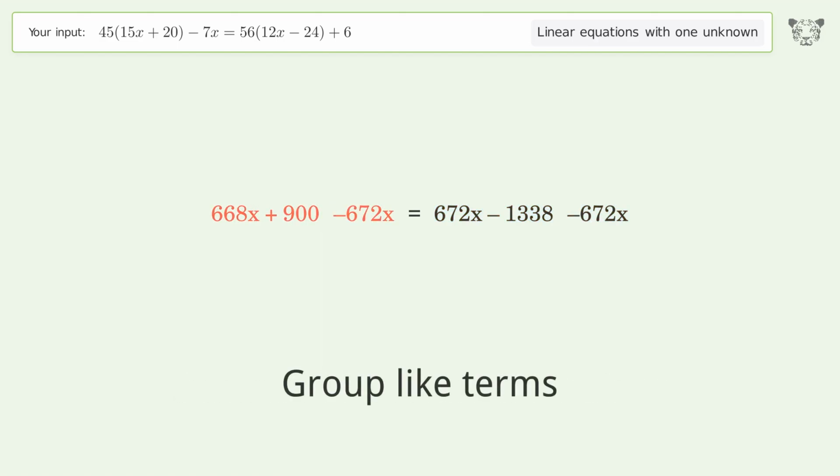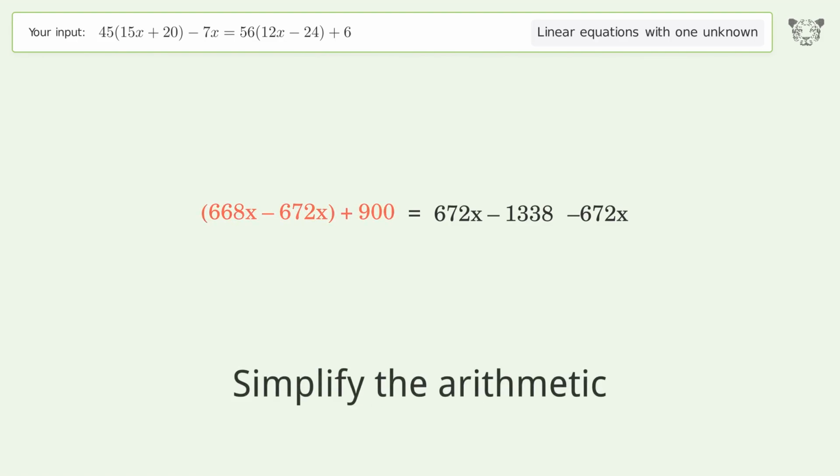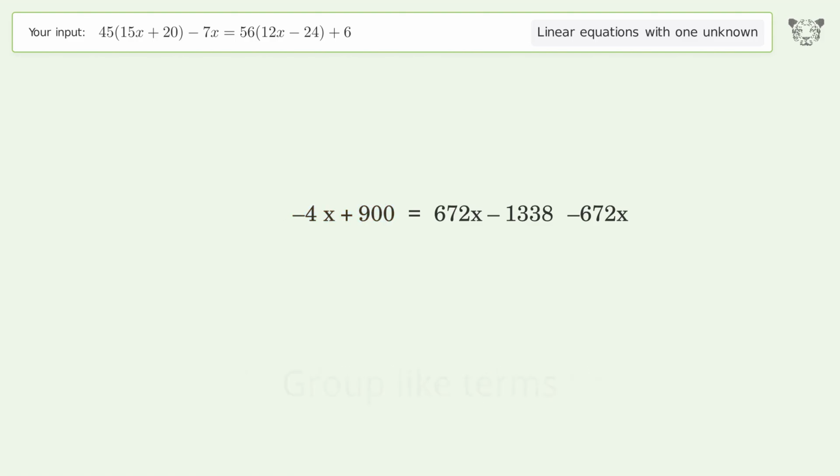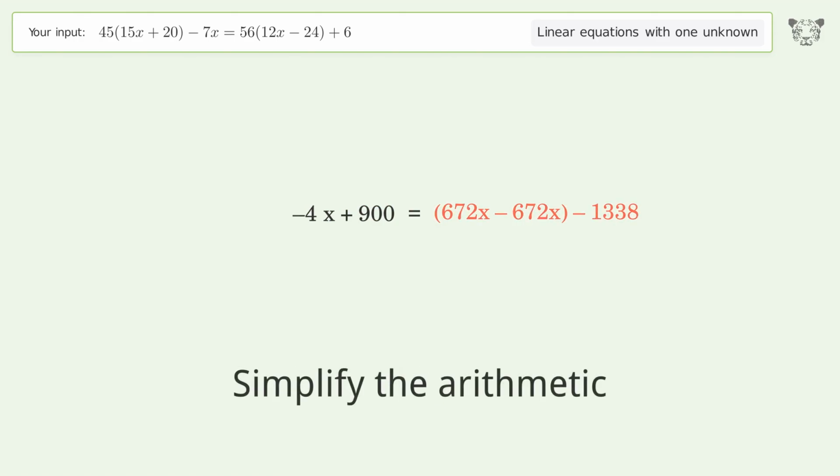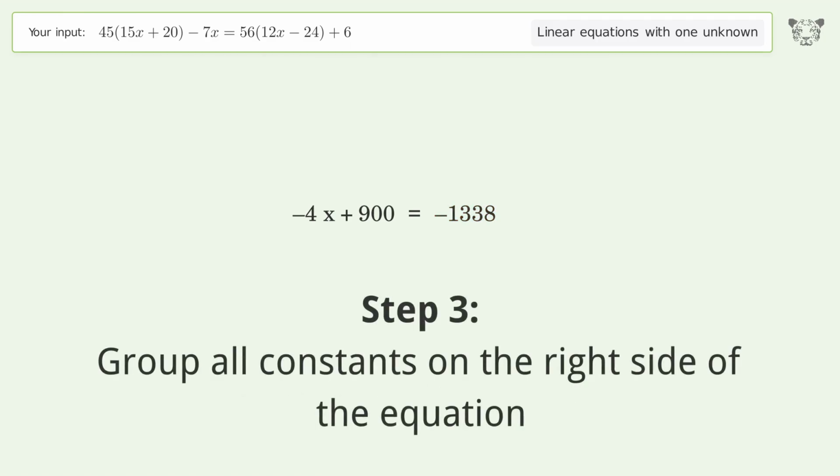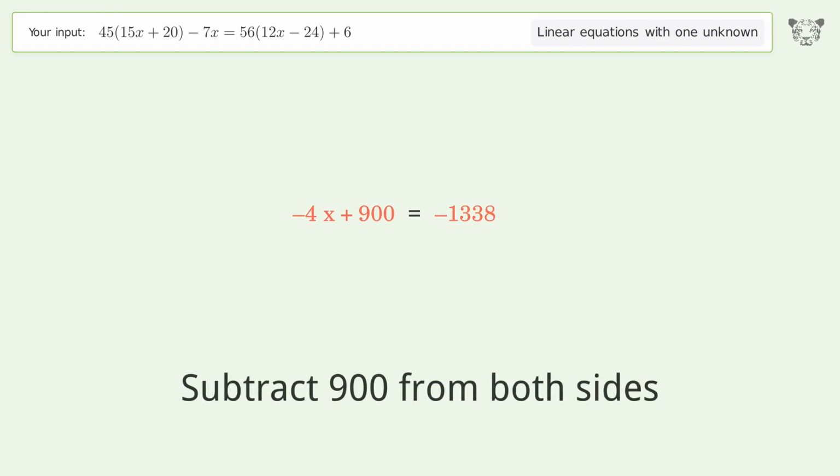Group like terms. Simplify the arithmetic. Group like terms. Simplify the arithmetic. Group all constants on the right side of the equation. Subtract 900 from both sides.